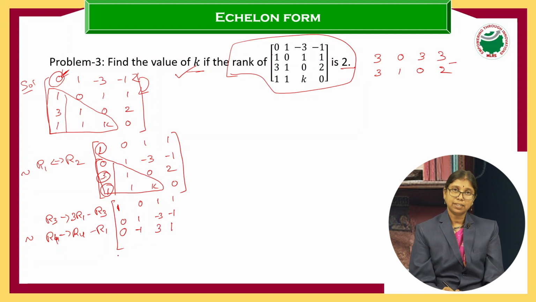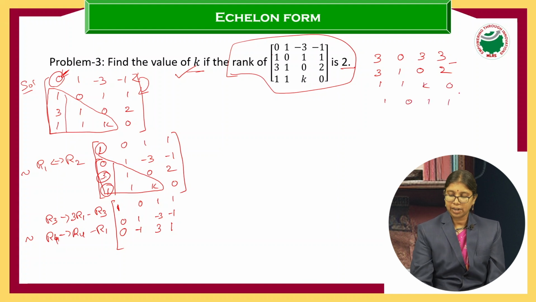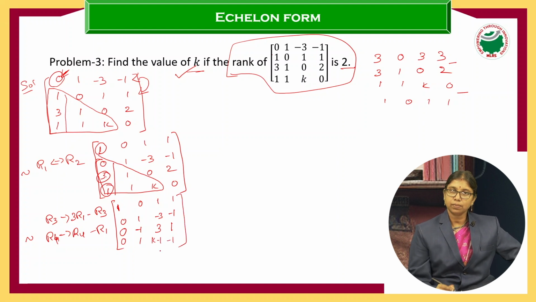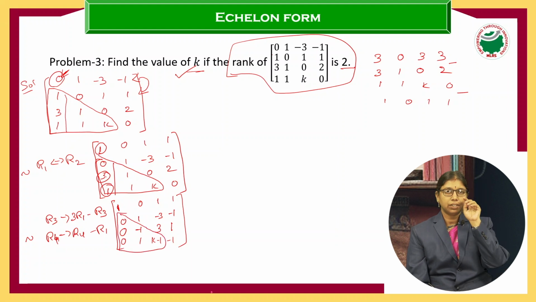Next, R4 minus R1. Subtract R4 and R1. R4 is 1, 1, k, 0. R1 is 1, 0, 1, 1. By subtracting, 1 minus 1 is 0, 1 minus 0 is 1, k minus 1 is k minus 1, 0 minus 1 is minus 1. Again, you represent the lower diagonal values. So, first column values are converted to 0.